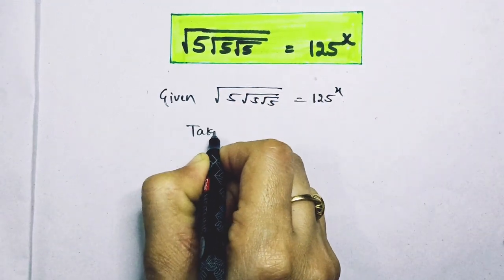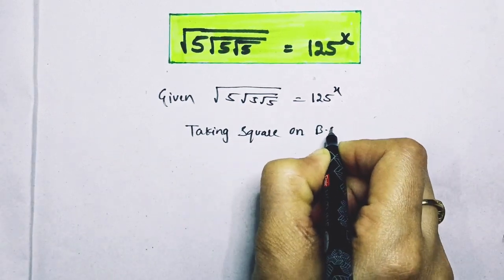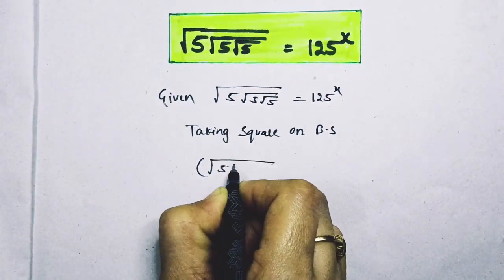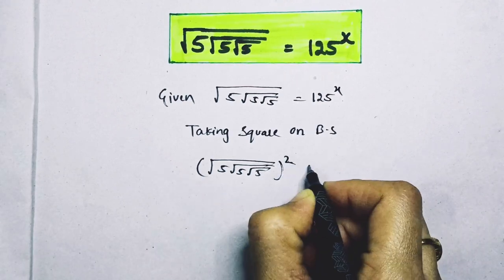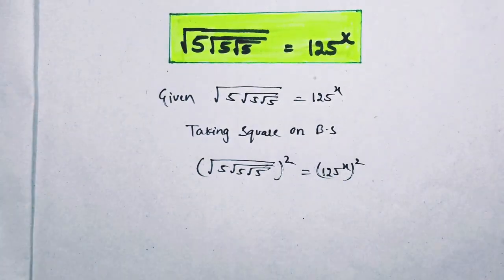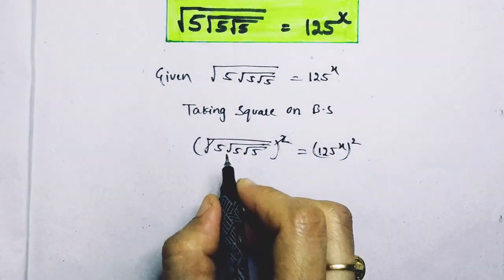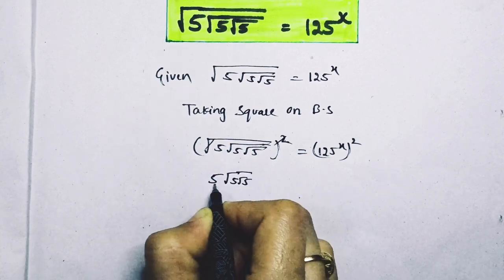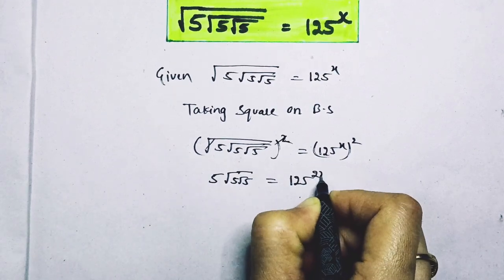So the first step will be taking square on both sides. If I take square on both sides, what happens? Square root of 5 to the square root of 5 to the square root of 5, whole square, equal to 125 power x, whole square. Okay, so here the square and square root get cancelled. Then 5 to the square root of 5, to the square root of 5, this is what we get, equal to 125 to the x.